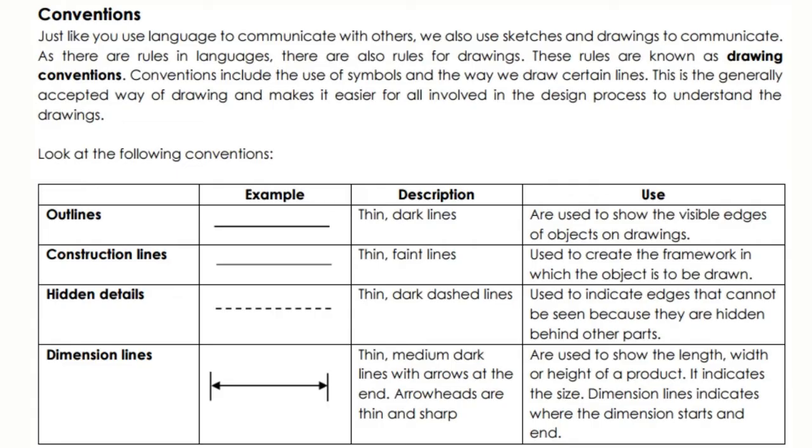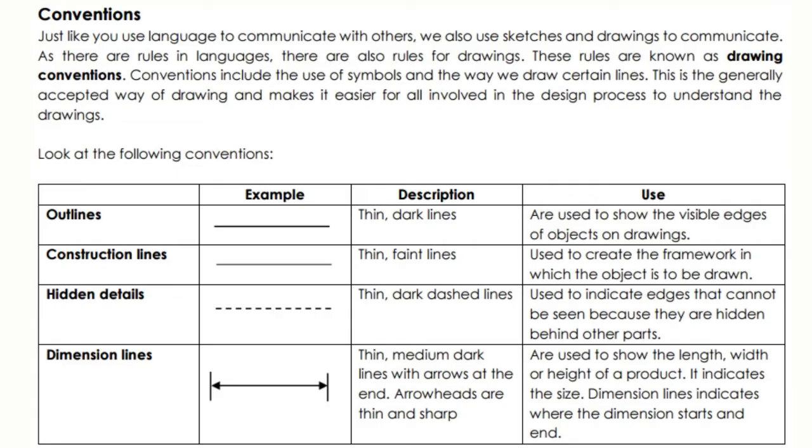Example, description, use. Outlines, thin. Dark lines are used to show the visible edges of objects on drawings. Construction lines, thin. Faint lines used to create the framework in which the object is to be drawn. Hidden details, thin. Dark dashed lines used to indicate edges that cannot be seen because they are hidden behind other parts. Dimension lines, thin, medium dark.